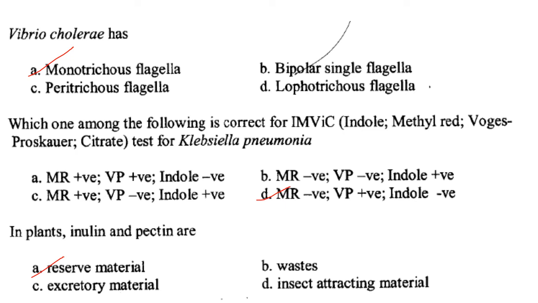Then in plants, inulin and pectin are reserve materials. Inulin is a heterogeneous polymer of fructose found in storage form in the roots of the family Compositae. So it is a reserve material. And pectin is a mucopolysaccharide and is an important constituent of the plant cell wall. So answer is option A.